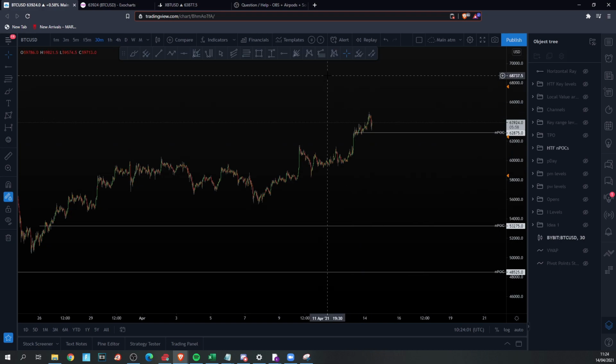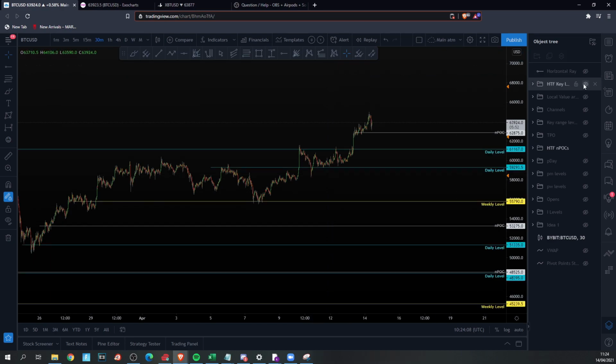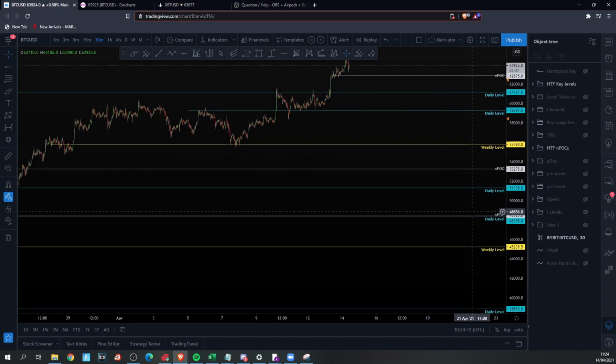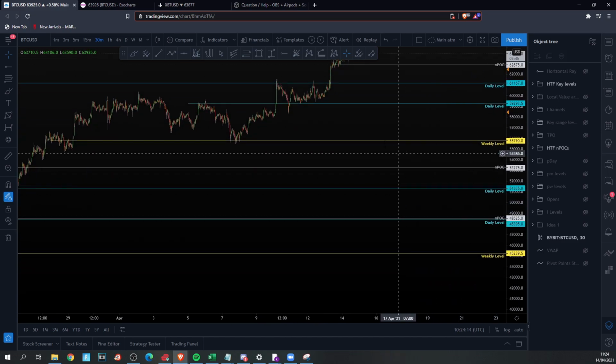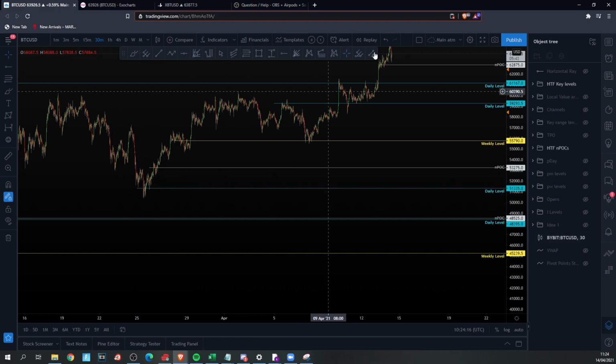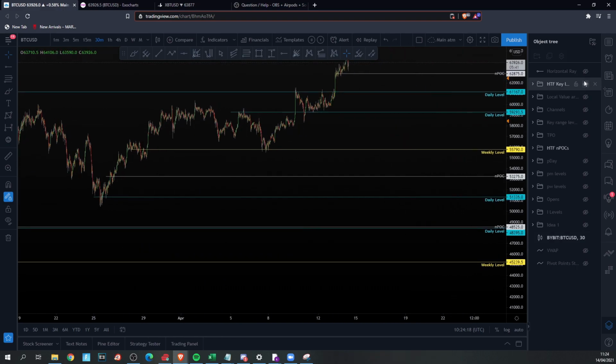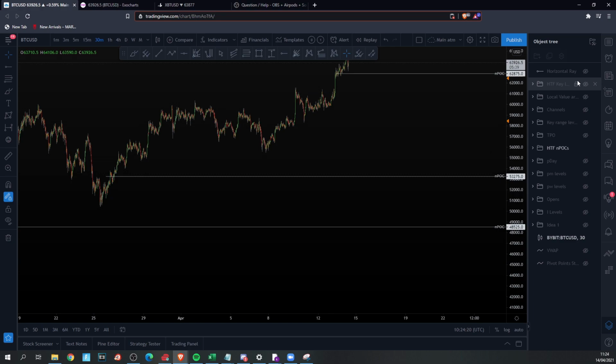I like to keep these levels on my chart and just pop them out any time to possibly form confluence with the higher time frame levels, like here. You've got a naked point of control and a daily level coming in at around 48k. If we were ever to come that low, that's great confluence, I'd say.